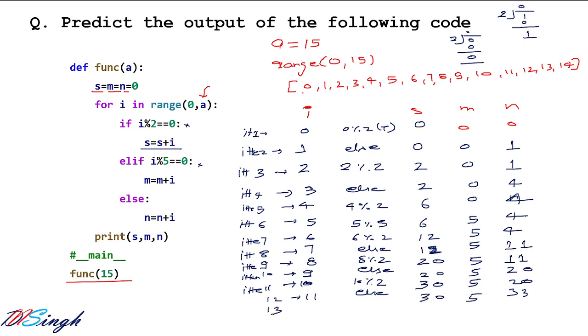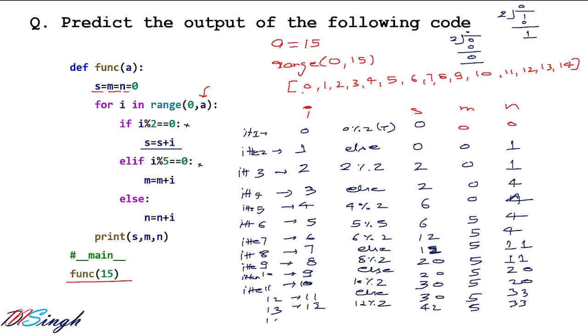In the 13th iteration, you see the I value will be 12. So 12 mod 2 will result in 0. 12 will be added to the value of s, that is going to be 30 plus 12, that is 42. Okay, so here you have 30 plus 12, that is 42. This m and n will be as they are.